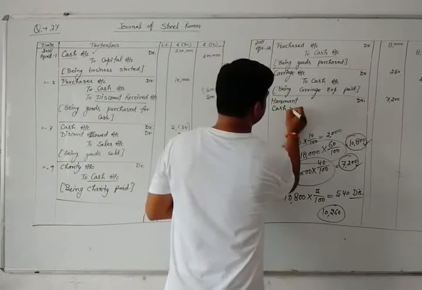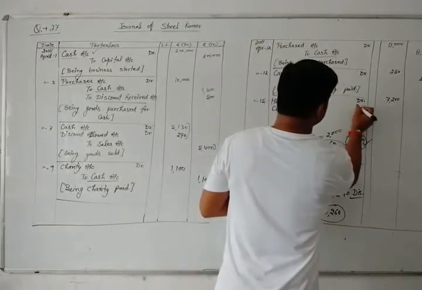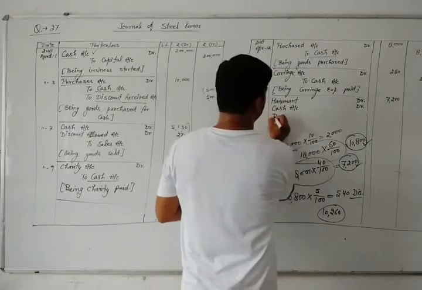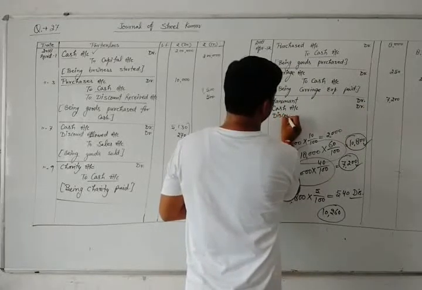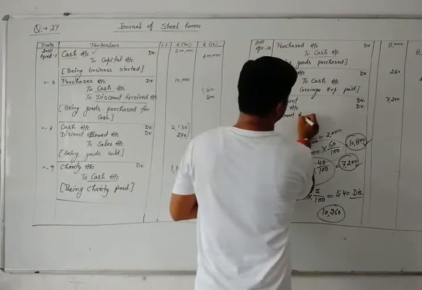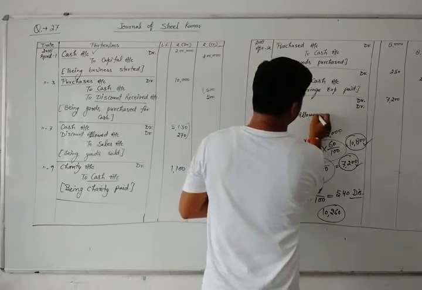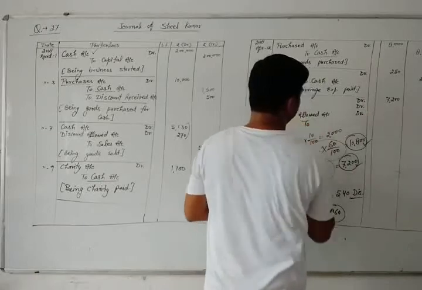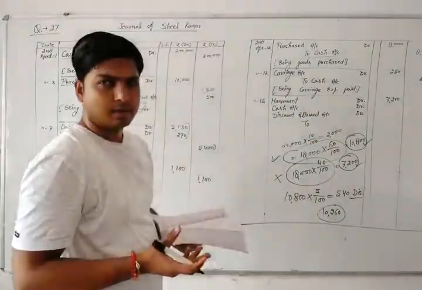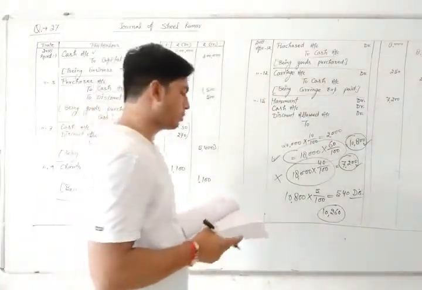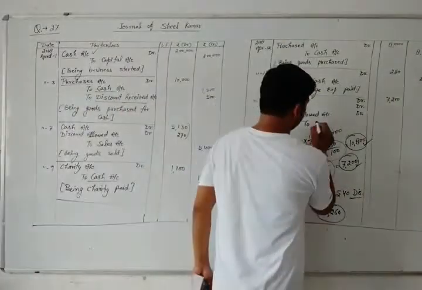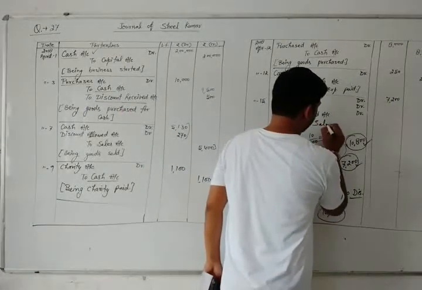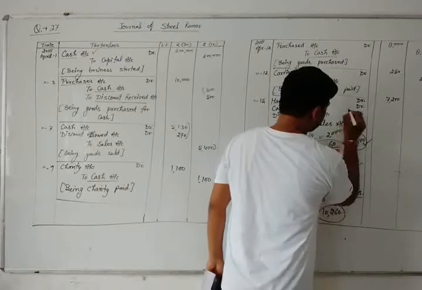Some amount is received in cash, that was 60%, and discount was also given. So discount allowed account debit. And what is to be credited? It was a sale. Sales means goods go out. So debit or credit? Credit. Credit goes to the sales account.